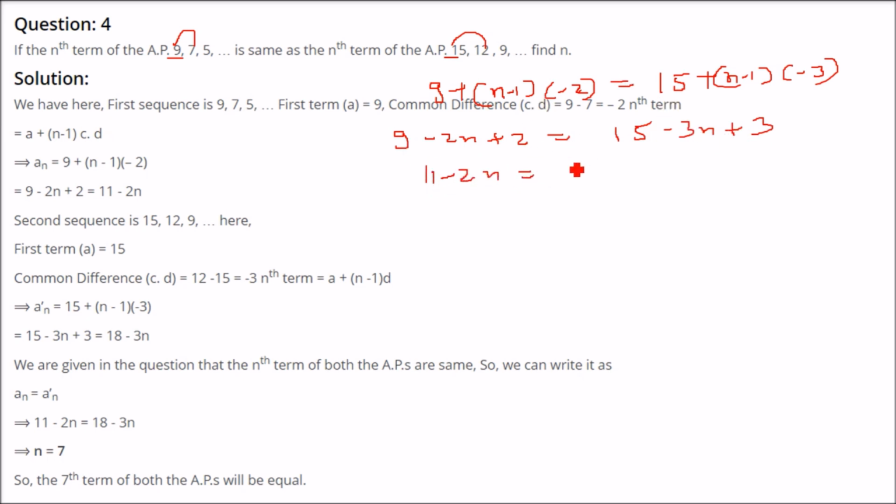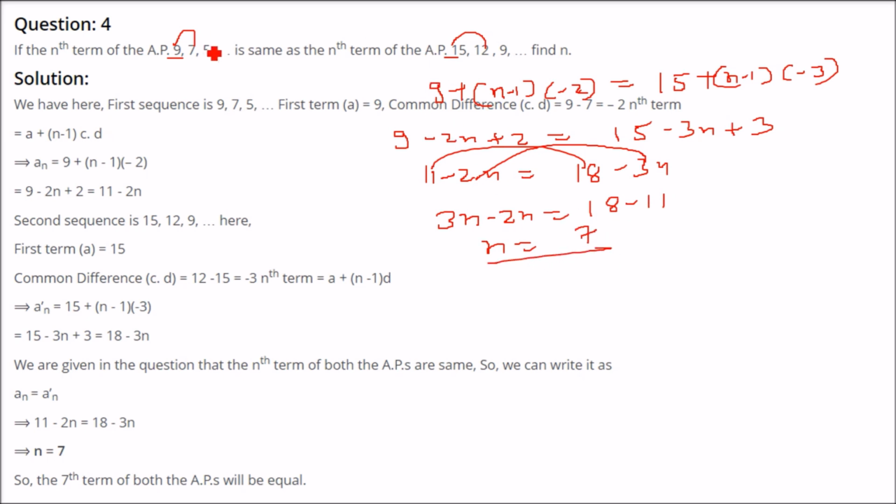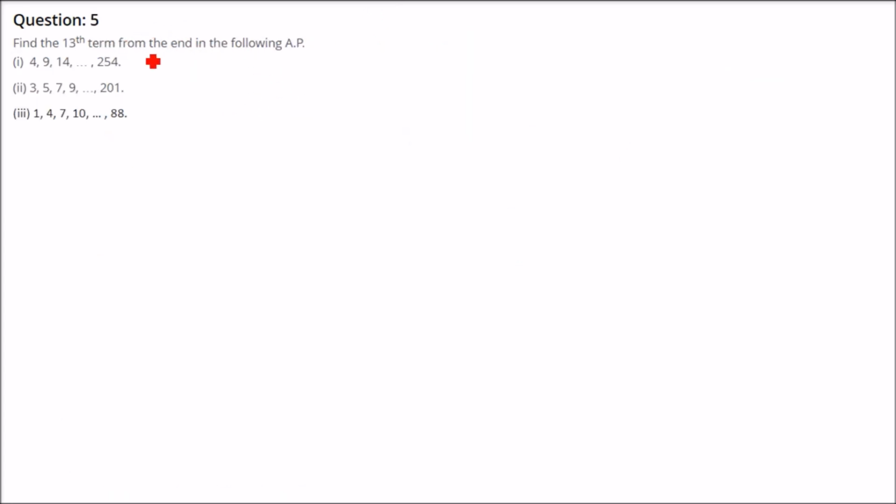Okay. So this is 9 plus 2 is 11 minus 2N, and this will be 15 plus 3, 18 minus 3N. Now let us bring 3N here and 11 here. So 3N minus 2N equal to 18 minus 11. So this N is going to be 7. So N is 7. The 7th value of this AP is equal to the 7th value of this.